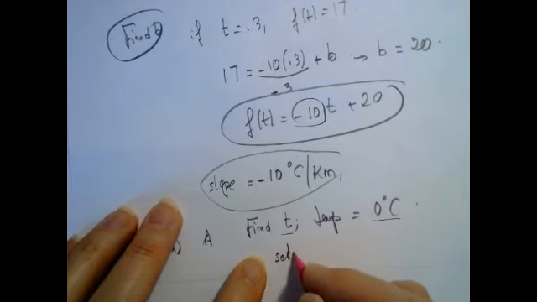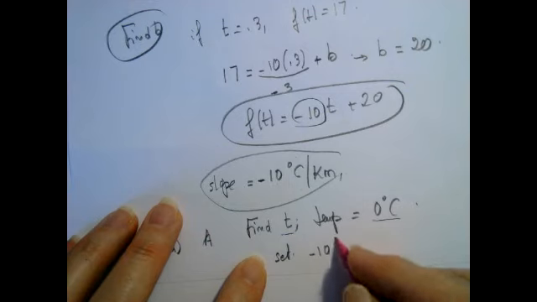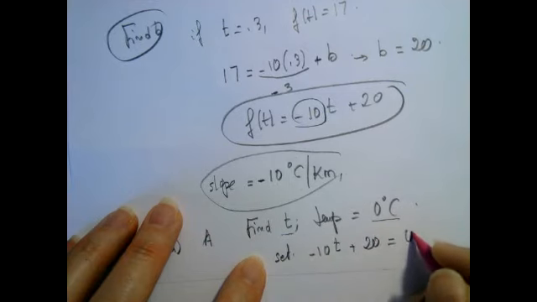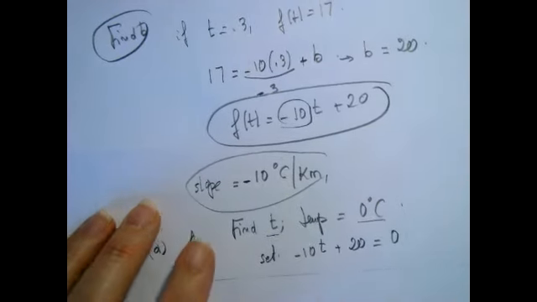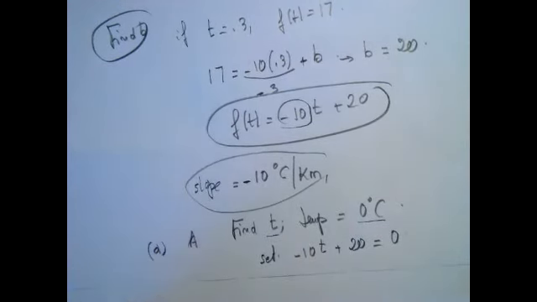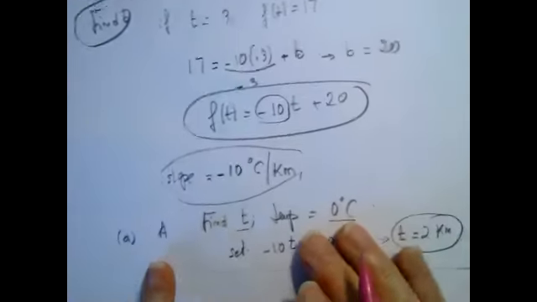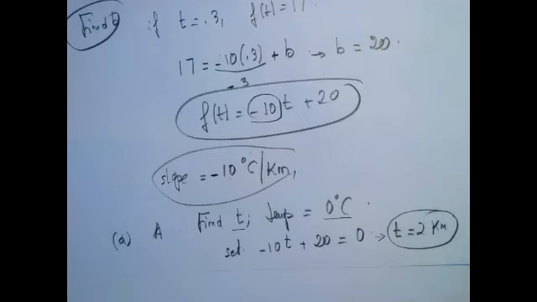So to do that, we're going to find t, the height, so that the temperature is equal to 0. Okay, just read the problem. What are they asking us for? And now we solve for t. So this is going to give me that t equals 2 kilometers. Okay, it means after 2 kilometers, the temperature is going to drop down to 0 degrees. Okay.